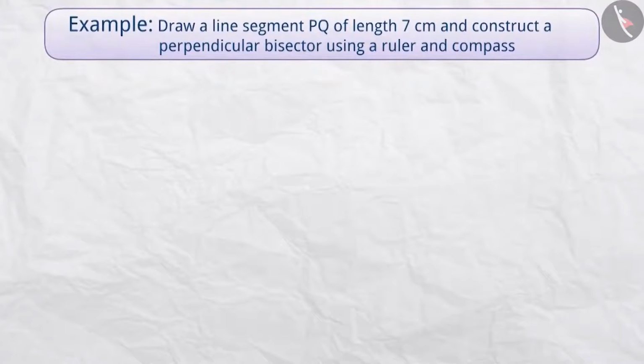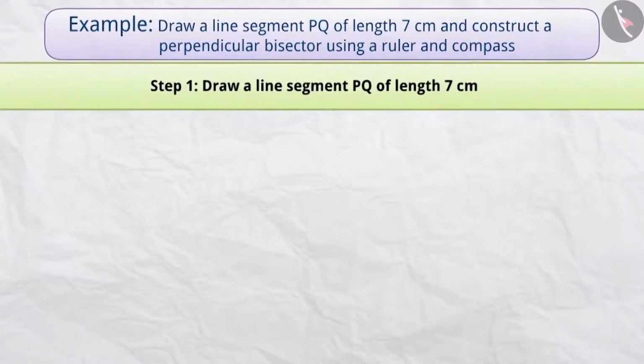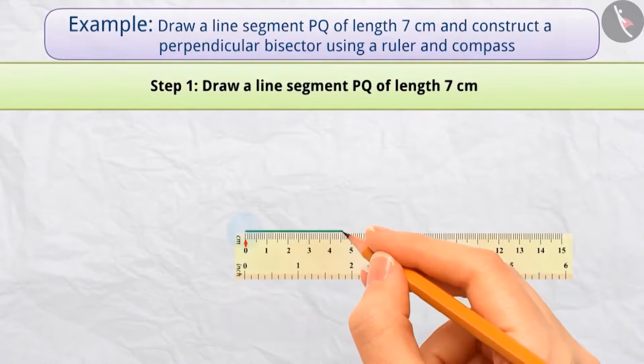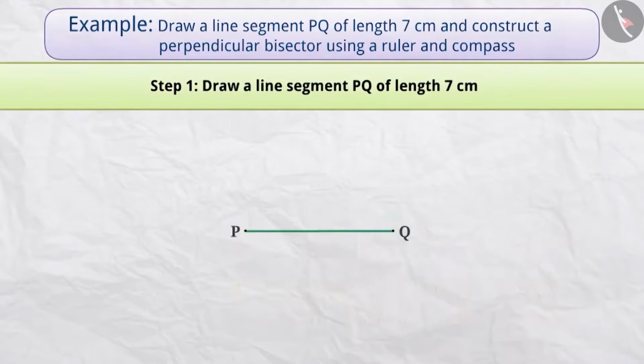Next example. Draw a line segment PQ of length 7 centimeters and construct a perpendicular bisector using a ruler and a compass. Step 1. Draw a line segment PQ of length 7 centimeters.